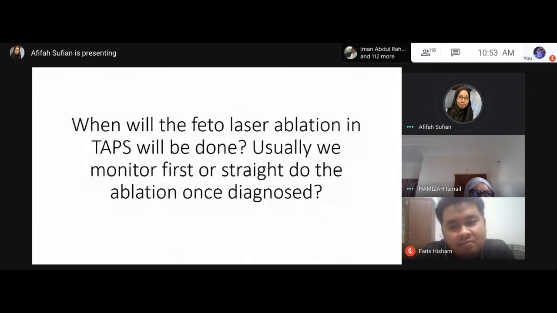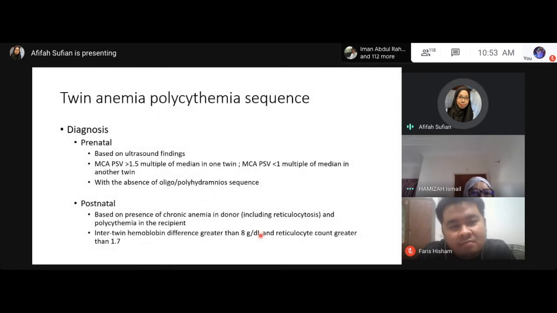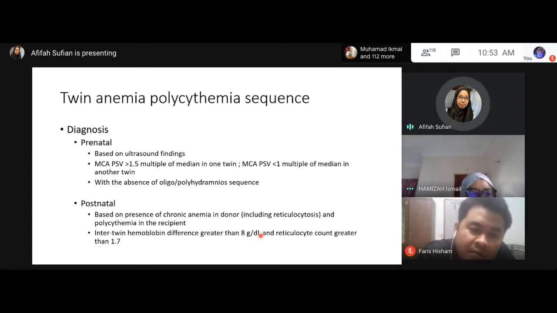Okay, we can diagnose TAPS either prenatally or postnatally. Prenatally, we base it on the ultrasound findings. We can look at the MCA PSV. If it is more than 1.5 multiples of the median, this suggests polycythemia, and for the other twin, the MCA PSV suggests anemia, but with absence of oligohydramnios. Postnatally, when the patient is delivered, one twin is chronically anemic, and the other twin is polycythemic.